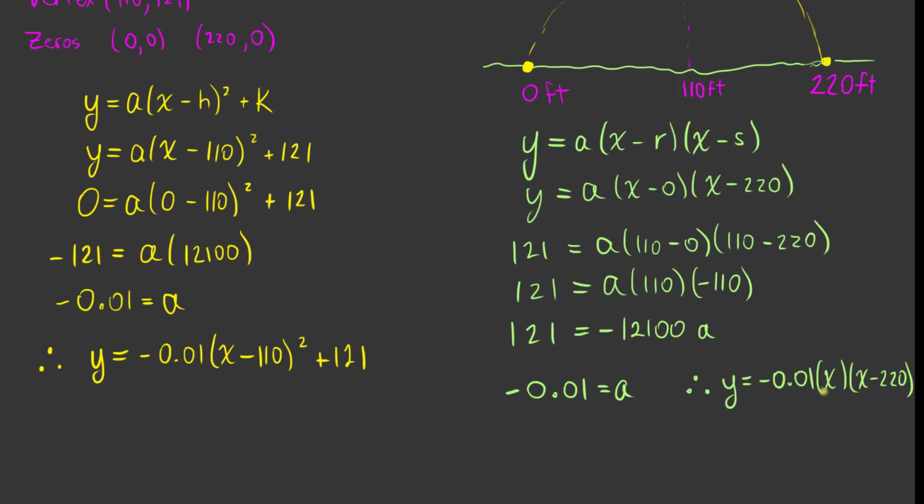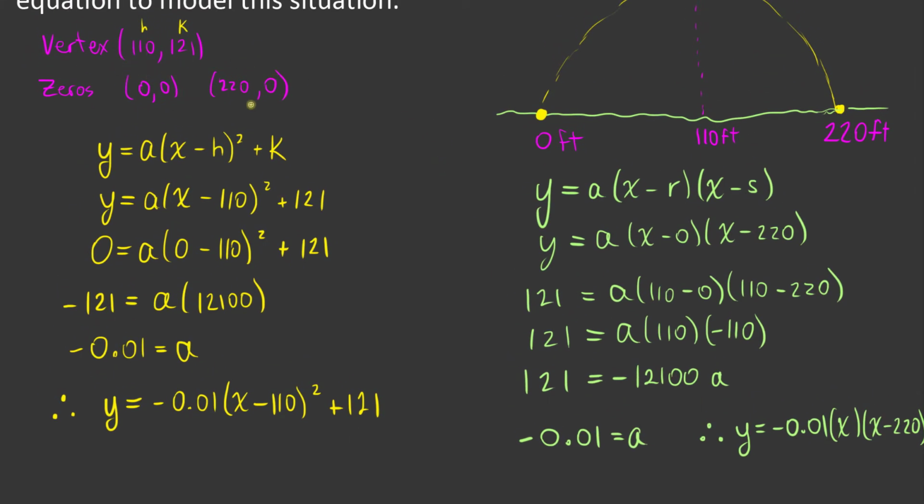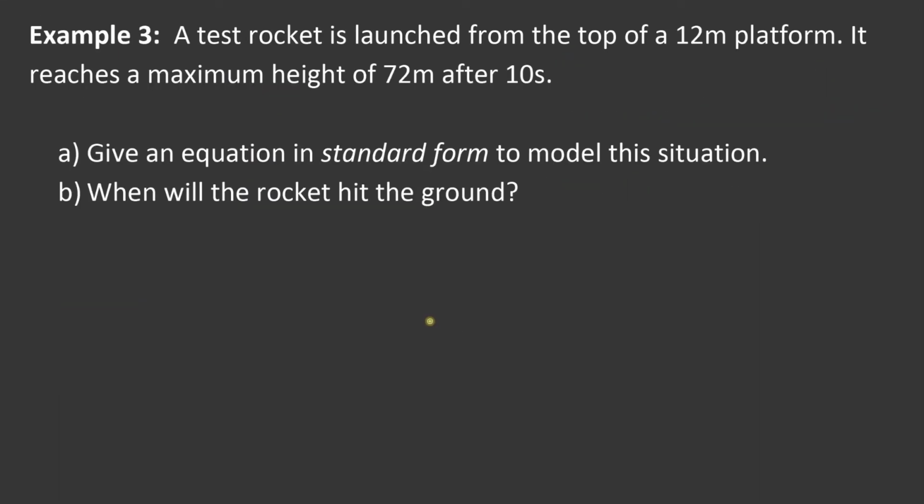Whew, almost ran out of room there. So now I get to choose. I chose either one, and it really doesn't matter. Moving on to our final example, a test rocket is launched from the top of a 12-meter platform.